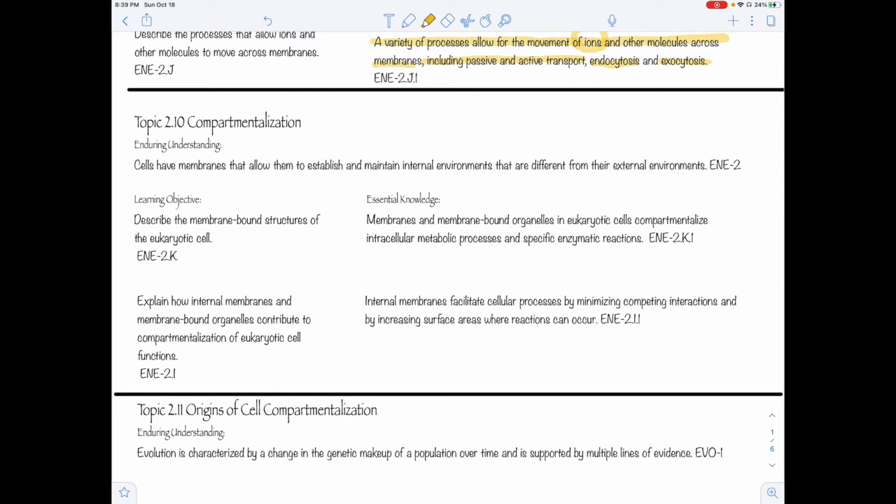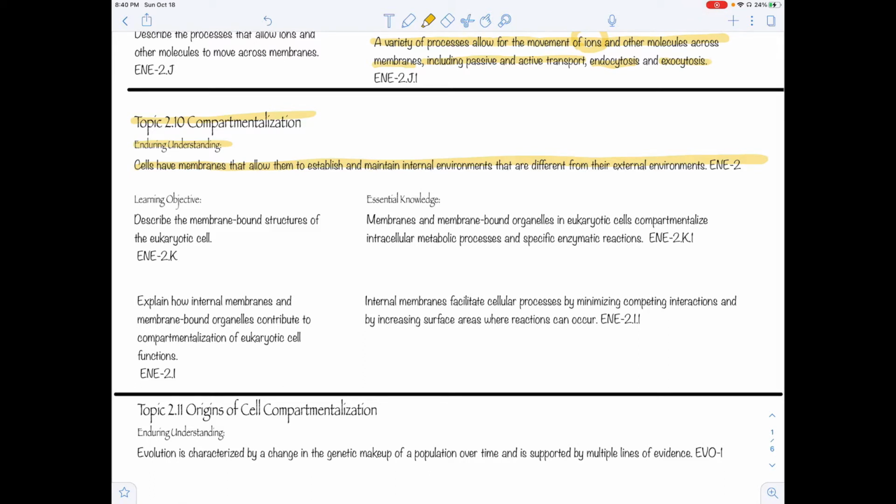All right, topic 2.10, compartmentalization. So we actually talked about this topic within our 2.1 and 2.2. When we were going over our subcellular components, we really ended up talking about compartmentalization right there. So we're working off the same enduring understanding that our cells have membranes that allow them to establish and maintain internal environments that are different from their external environments.